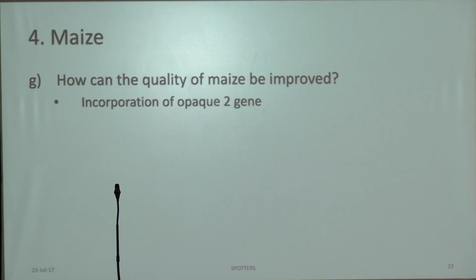It might be asked how the quality can be improved. That is the incorporation of the Opaque-2 gene. This is a higher-level question. The examiner might ask you. It will not be a typical spotter question.